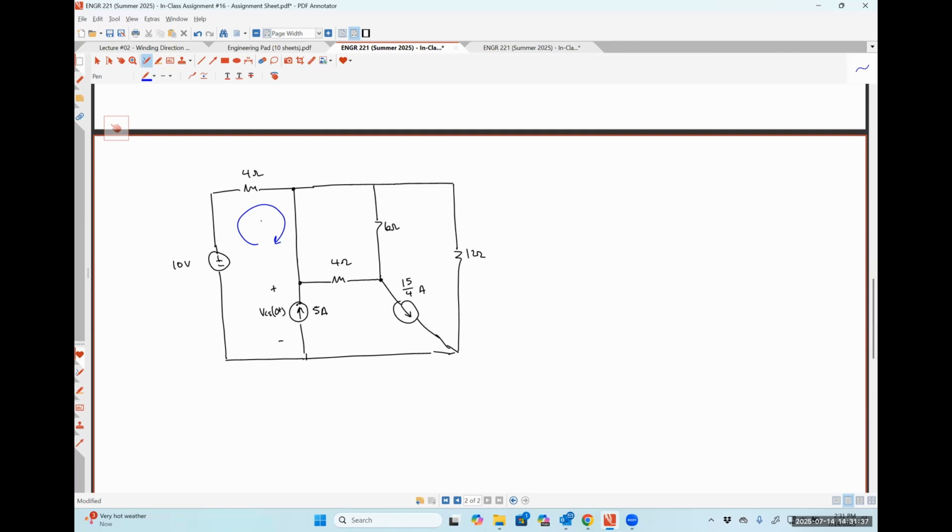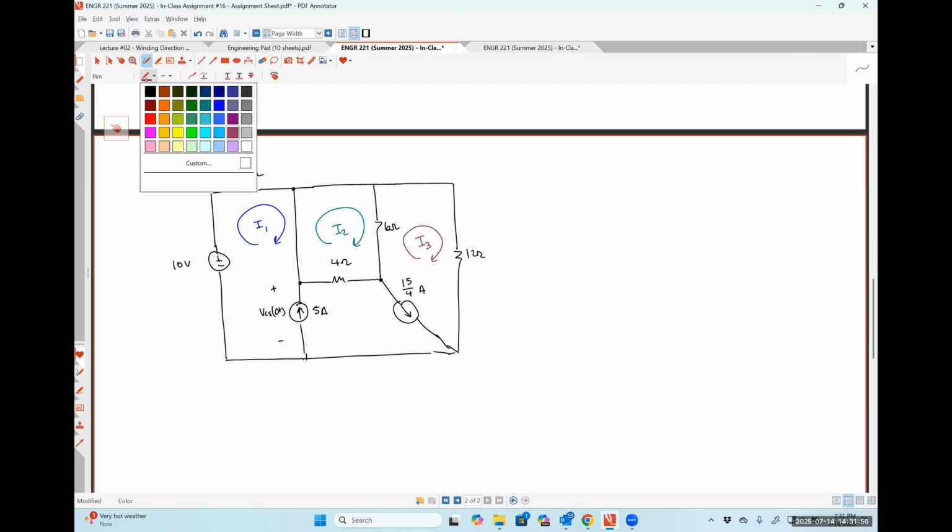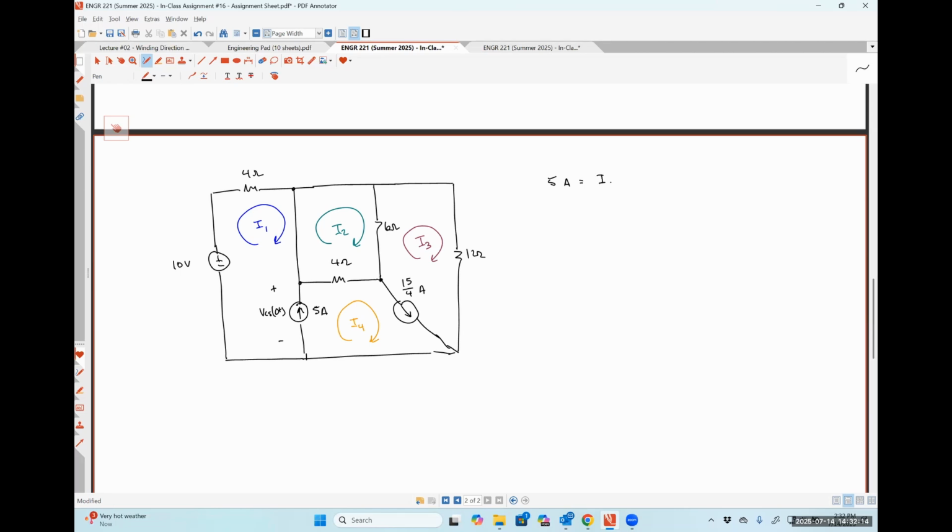So I'm going to call this mesh current I1. This will be I2. This will be I3. This will be I4. We have two current sources. So we're going to have one current relationship equation that tells us that 5 amps is going to be I4 minus I1. We have another current relationship equation that tells us 15 over 4 amps is going to be I4 minus I3. Then we're going to have our super mesh equation. So our super mesh is going to be around this path.